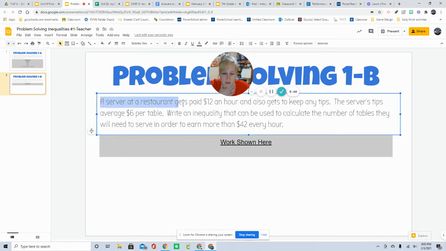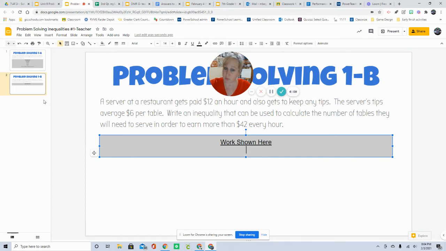A server at a restaurant gets paid $12 an hour. Sounds familiar. And also gets to keep tips. Still sounds familiar. The server's tips average $6 per table. Cool. Write an inequality that can be used to calculate the number of tables that they will need to serve in order to earn more than $42 every hour.